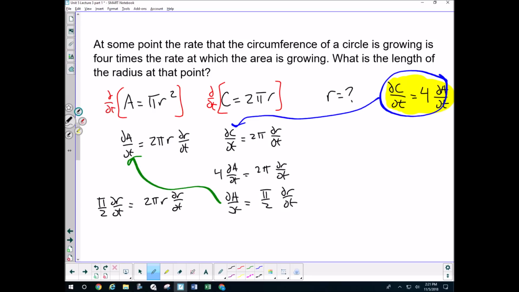I replace dA/dt with pi over 2 dr/dt. I can divide both sides by dr/dt. The dr/dt's are gone. Divide both sides by pi. The pi's are gone. To get rid of the 2, I would divide both sides by 2. I'd have 1/2 divided by 2, or times 1/2, and that's how I'll get 1/4.